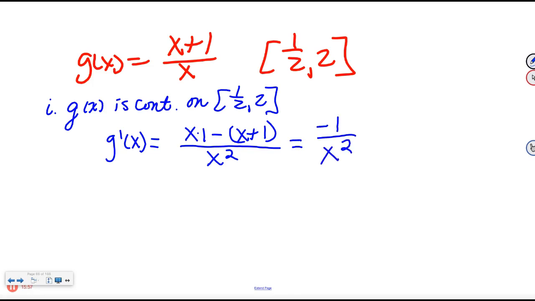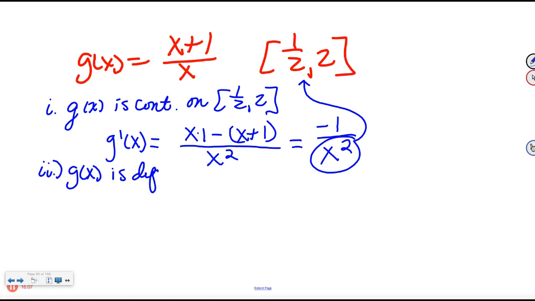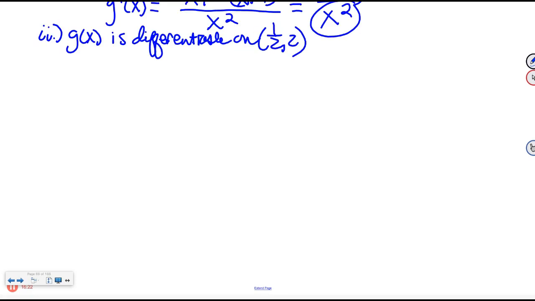My derivative actually does have an issue. It's not differentiable at 0, but again, 0 is not in my interval. So number 2, I'd say g of x is differentiable on the open interval. All right, so it did have a continuity issue and a differentiability issue, but they were both at 0, which is outside of the interval. So what that means is I can apply the mean value theorem.